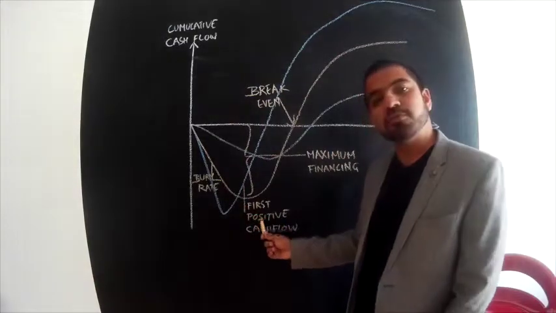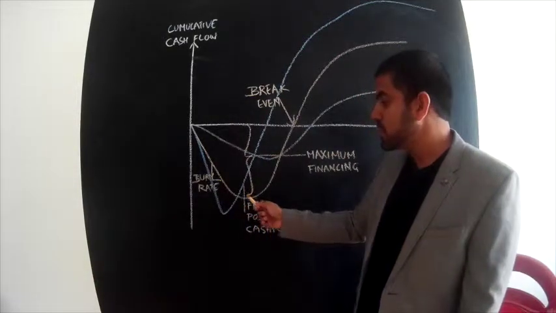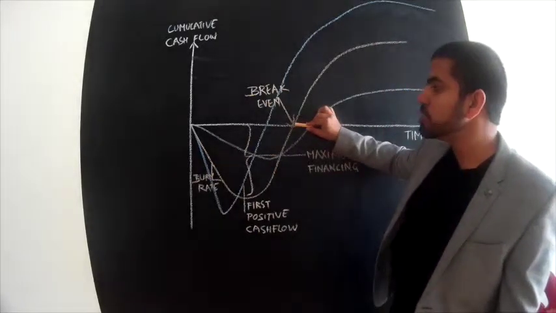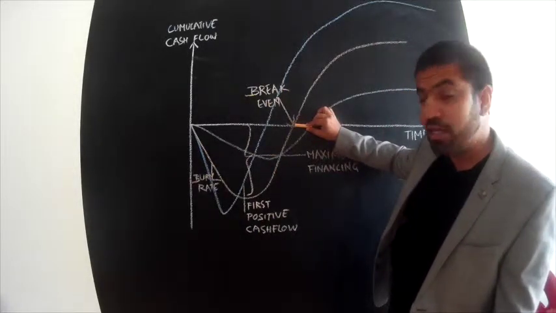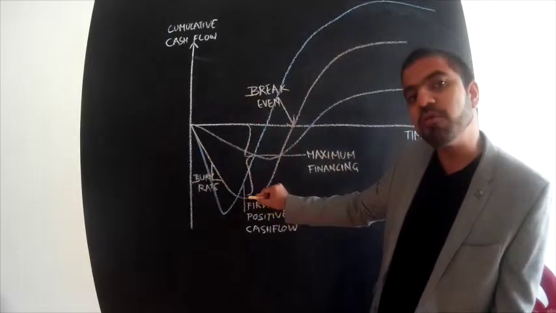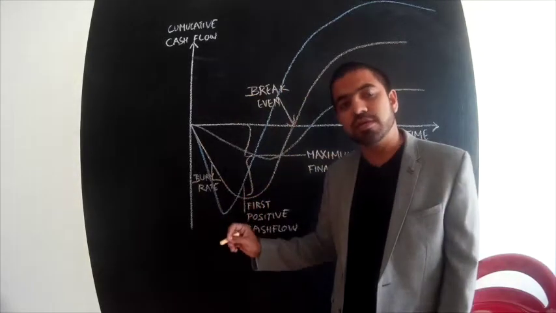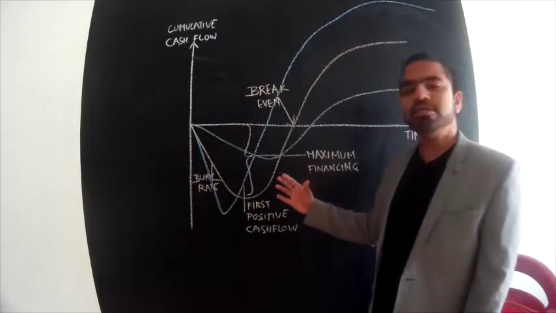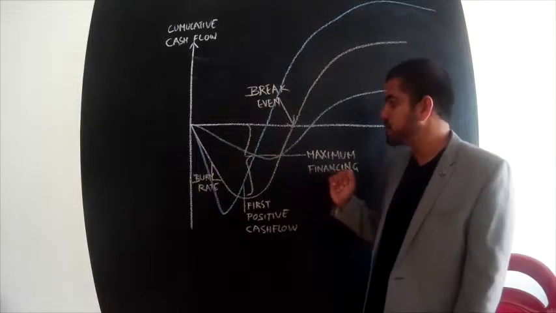After you have the first positive cash flow, you'll notice that the slope of the curve starts getting positive, and then you reach a point in time in the future where you're breaking even. The lowest point on this curve is the maximum financing that you need to go and raise from investors. Why is this such a powerful tool?